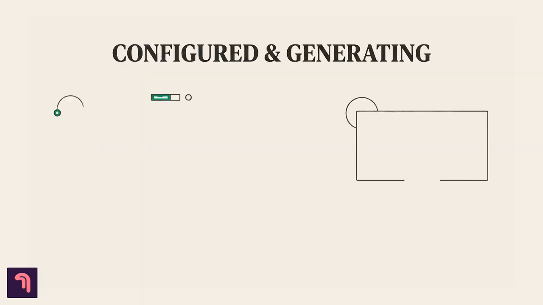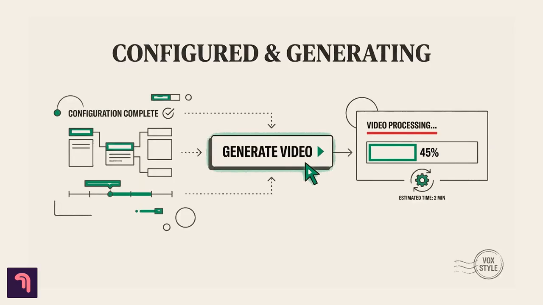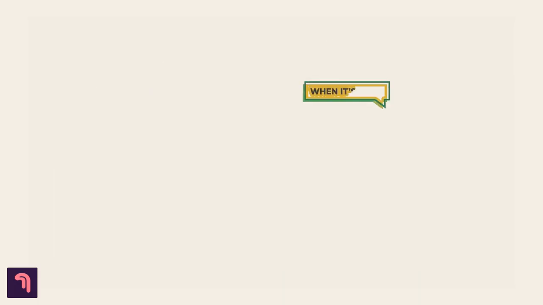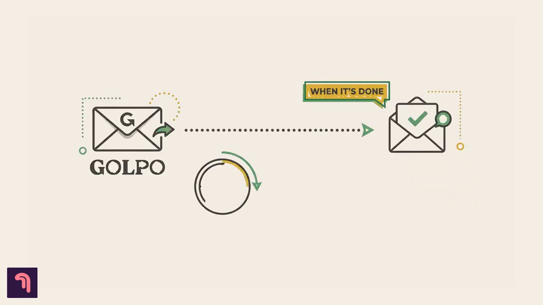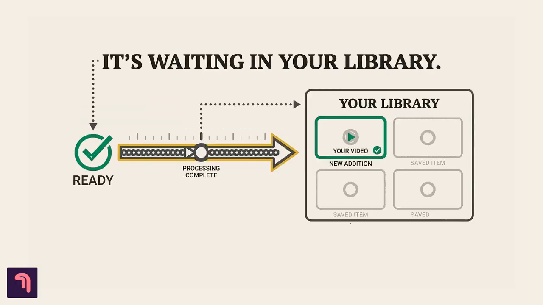So you've configured everything, you've hit that big Generate Video button, and you see a progress bar. What now? You can actually close the window. Golpo will email you when it's done, which usually takes about 10 to 15 minutes. When it's ready, you'll find it waiting in your library.